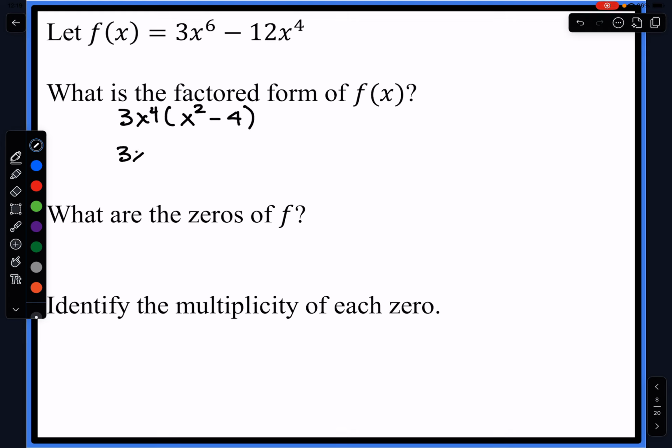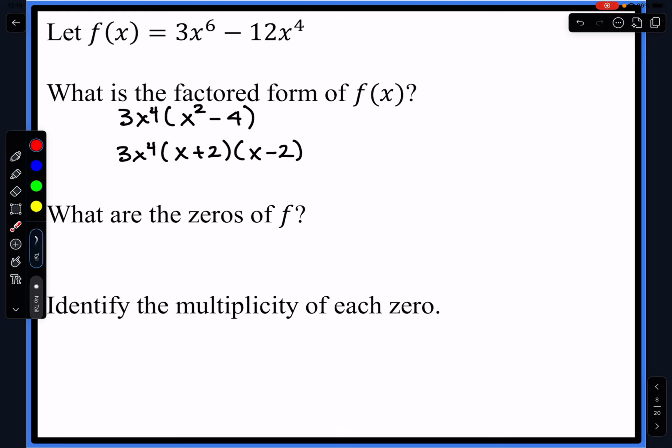To find the factors of that, we simply take the square root of 4, which is 2, and our factors would simply be x plus the square root of 4, which is 2, and x minus the square root of 4, which is 2. So these are going to be the factored form of this polynomial.